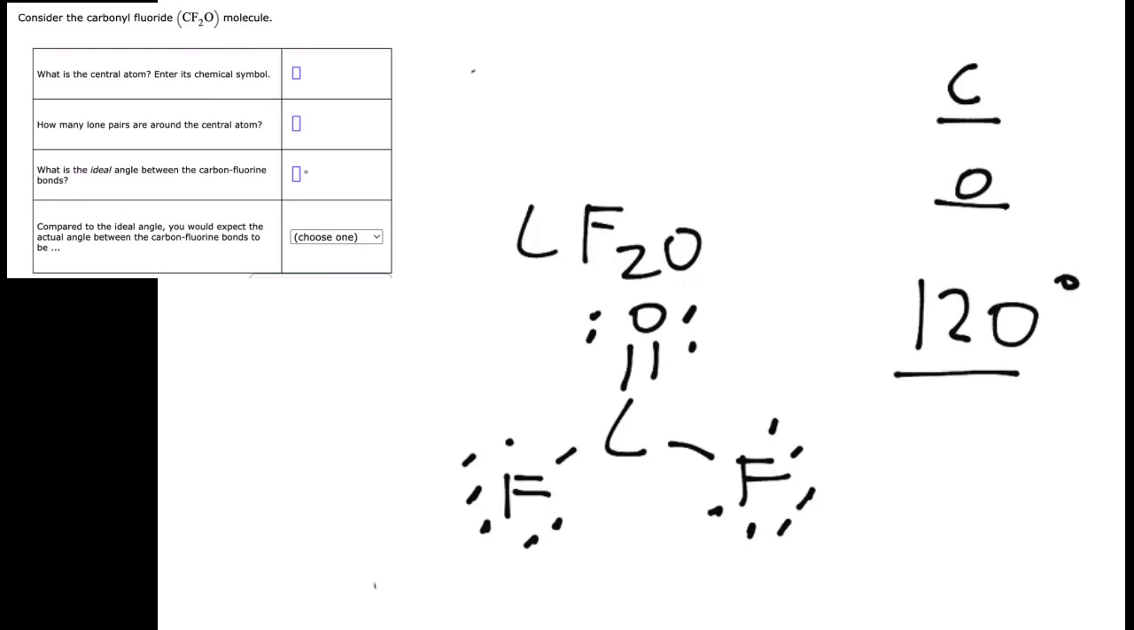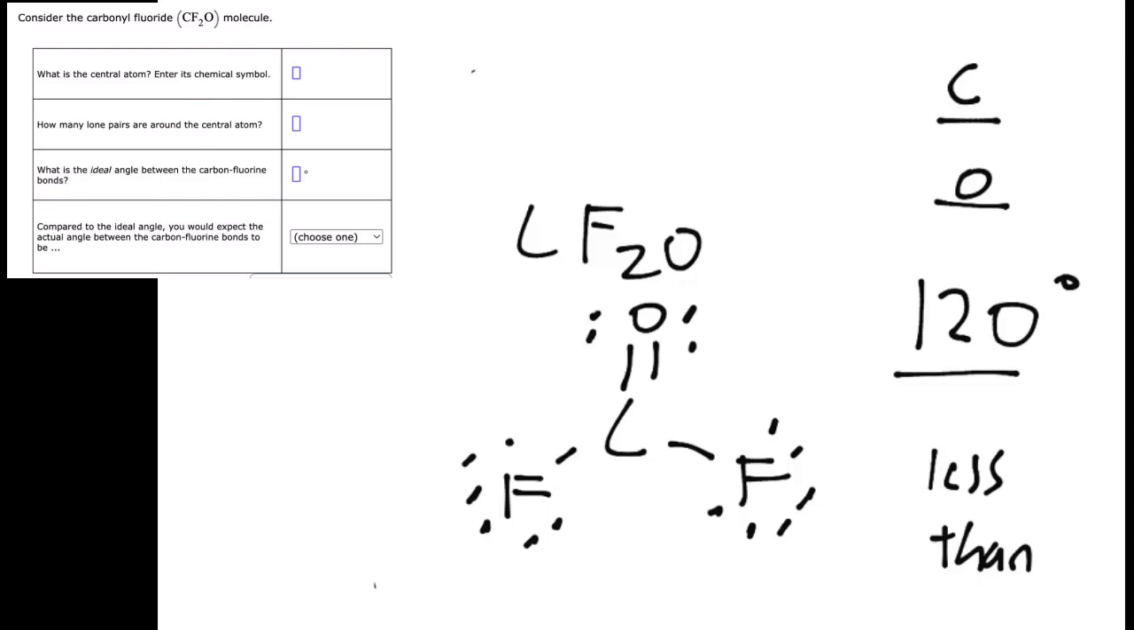And when they say compared to the ideal angle, you would expect the actual angle between the carbon-fluorine bonds to be, and the answer is you expect them to be less than 120 degrees. And you expect them to be less than 120 degrees because of the pull of the electrons.